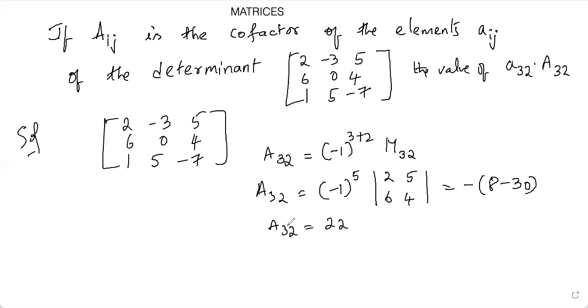Now we have to find the value of a32 multiplied by A32. So a32, which is 5 in this case, multiplied into 22 is 110. So that's the solution.